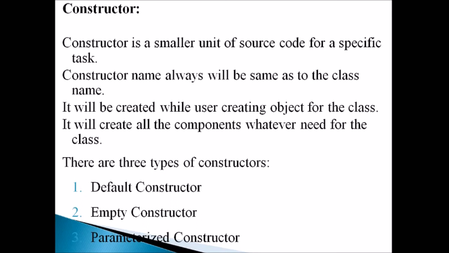But here the constructor name should be the same as the class name, whereas the method name should not be the same as the class name. As we know, the constructor will be created when the user creates an object for the class. At that time it will create all the components that it needs for the class. There are 3 types of constructors. First one default constructor, second one empty constructor, third one parameterized constructor. We shall see them one by one.